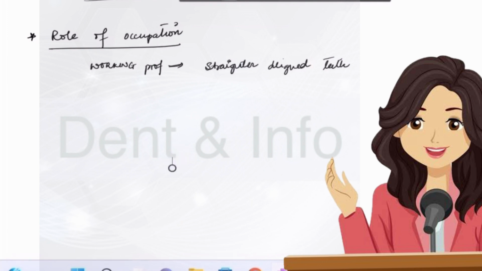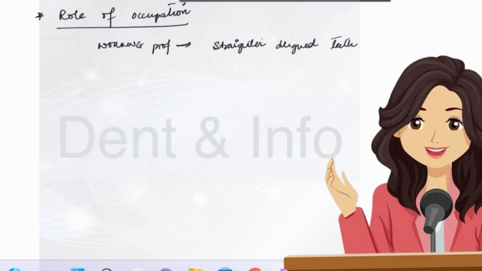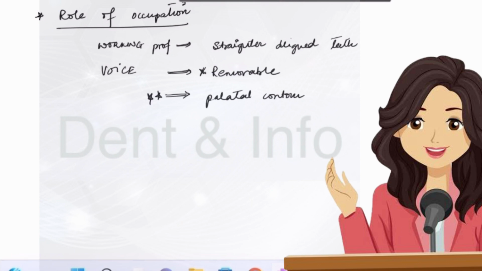Someone who works with musical instruments or someone who is a teacher, so something relevant to voice maybe, that person will not prefer a removable prosthesis. Or if you give a removable prosthesis, what is 100% very, very important? Palatal contour of the prosthesis. Palatal contour of the prosthesis is very important when we are talking about any case that has any profession.